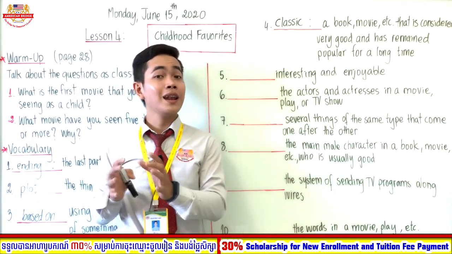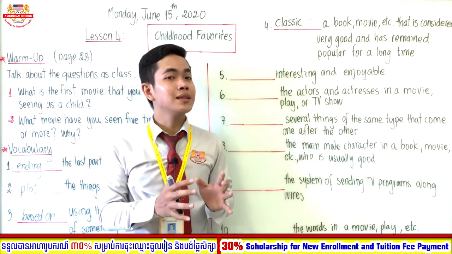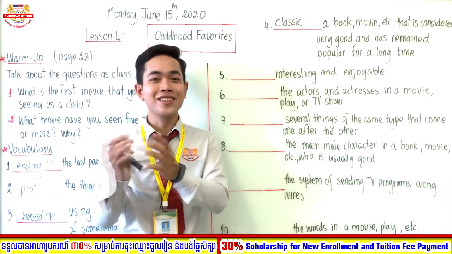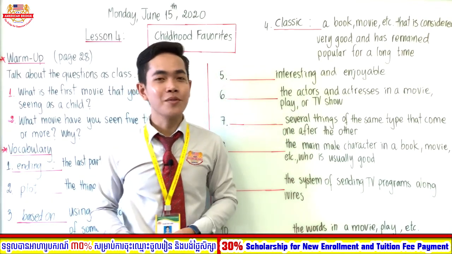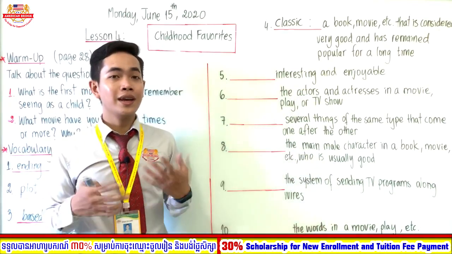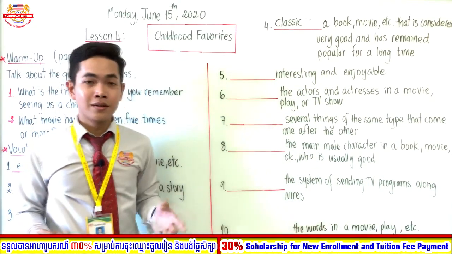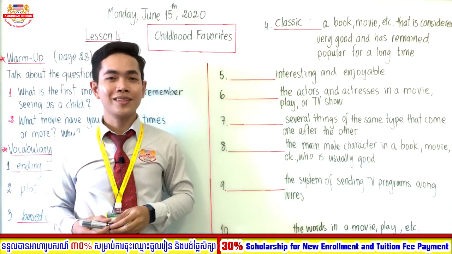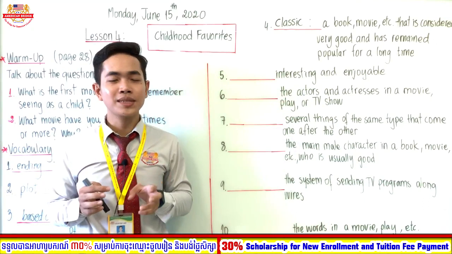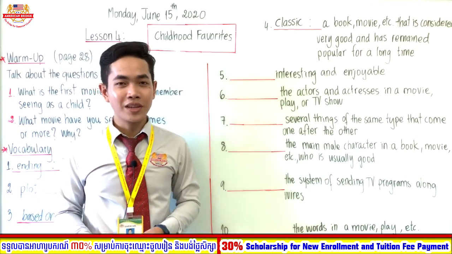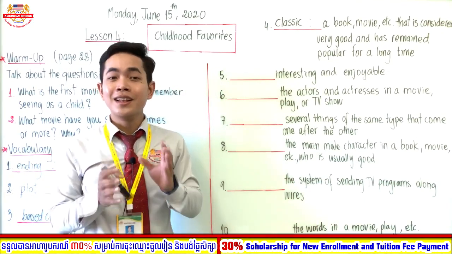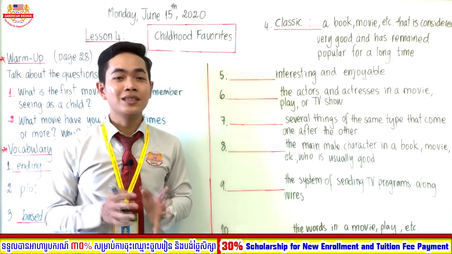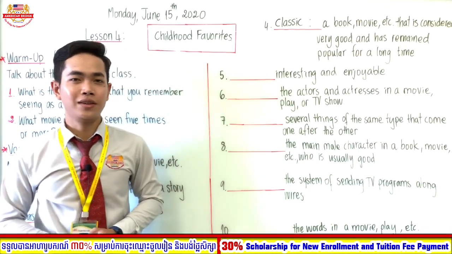I prefer classic movies because they are always good and popular, right? That is the reason that I prefer classic movies. Get it? Okay, now let's move on to number 5. Number 5, interesting and enjoyable. Start with letter E, everyone. Can you see it in our reading on page 28? Letter E, N-T-E-R. Okay, entertaining. Entertaining, good job.